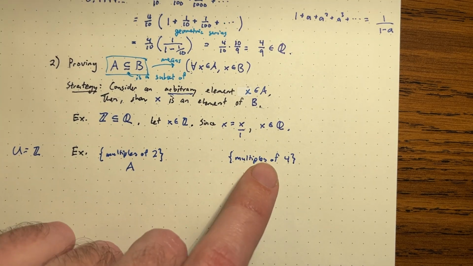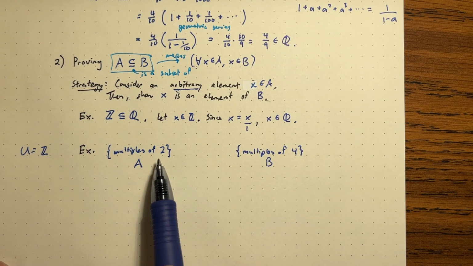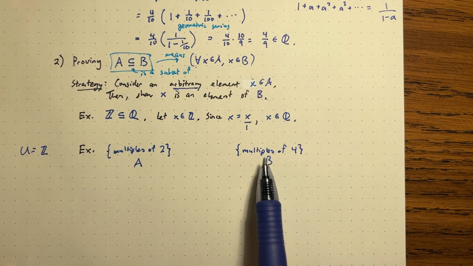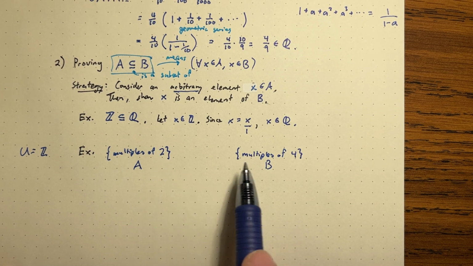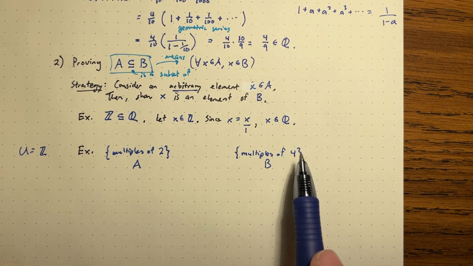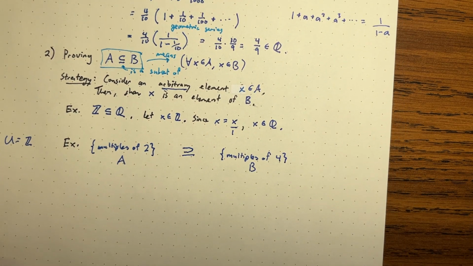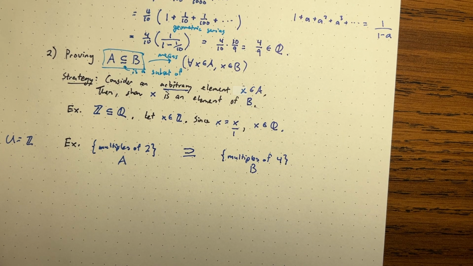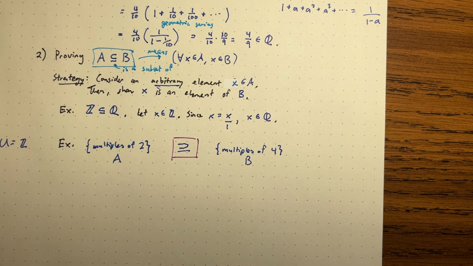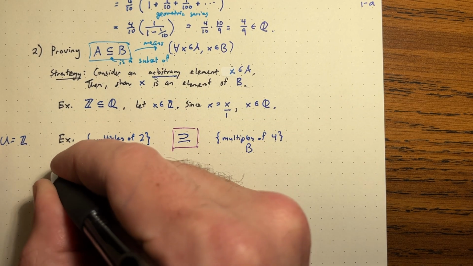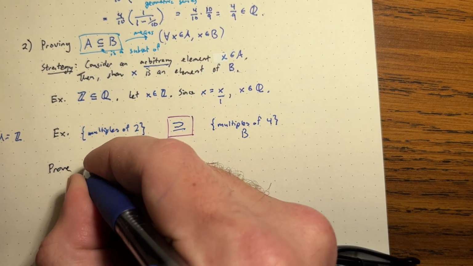So, integers that are multiples of 2, multiples of 4. Just think about it this way. Any multiple of 2, is that a multiple of 4? Well, no. 6 is not a multiple of 4. Right? 2 is not a multiple of 4. 4 is. But any multiple of 4 is also a multiple of 2. So the containment is actually going to go this way. Okay? So that's containment. B is actually contained in A. So let's show that. Let's prove that the set B is contained in A.